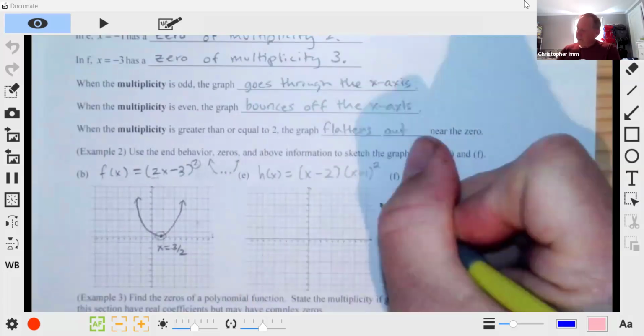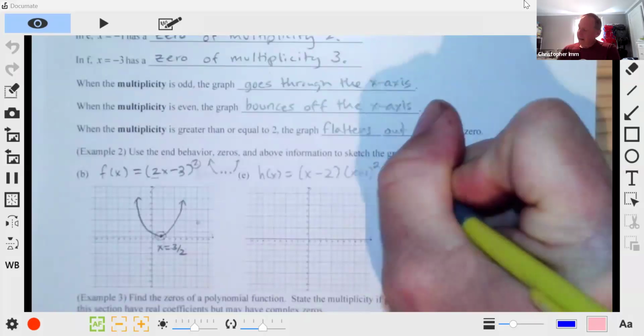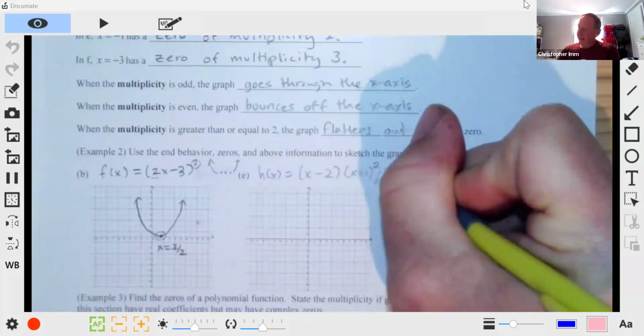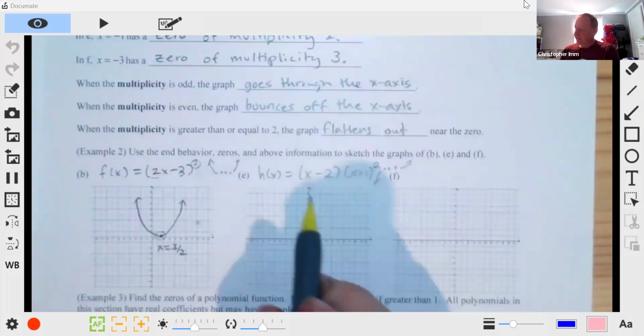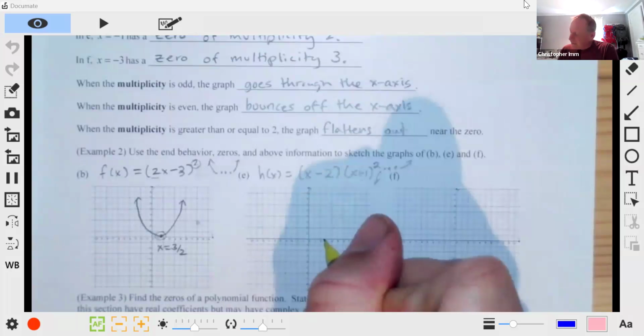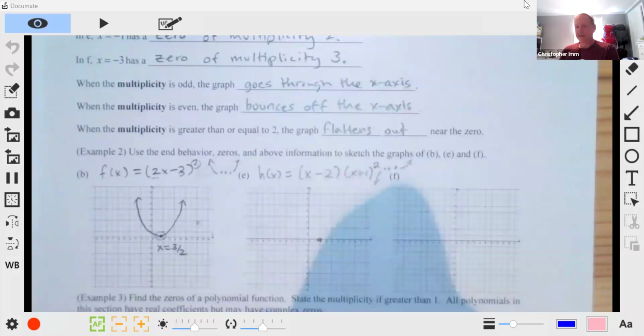So we know that the end behavior looks like this. It's going to go up to the right and down to the left, just like a line. We're going to sketch the zeros here. So at x is equal to 2, we have 0. But notice the power on this is 1, so it's just going to go through the graph.